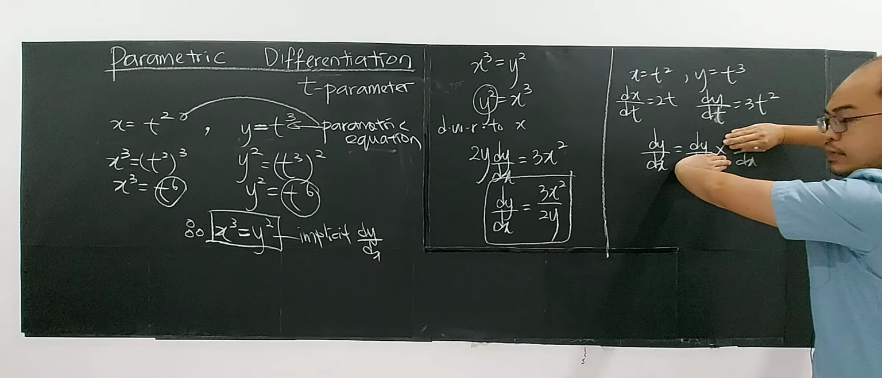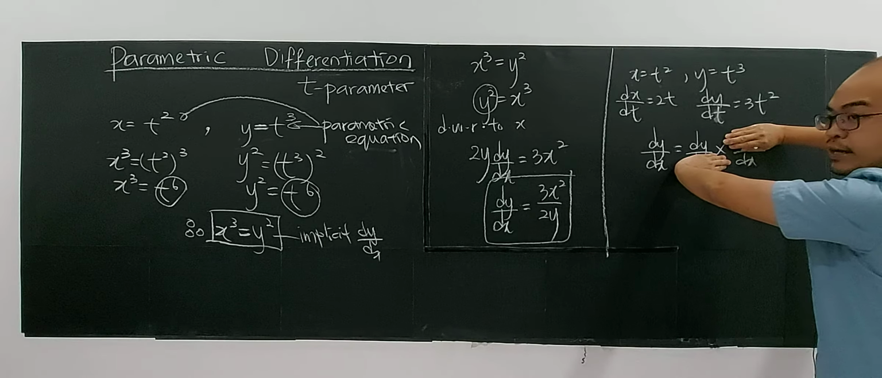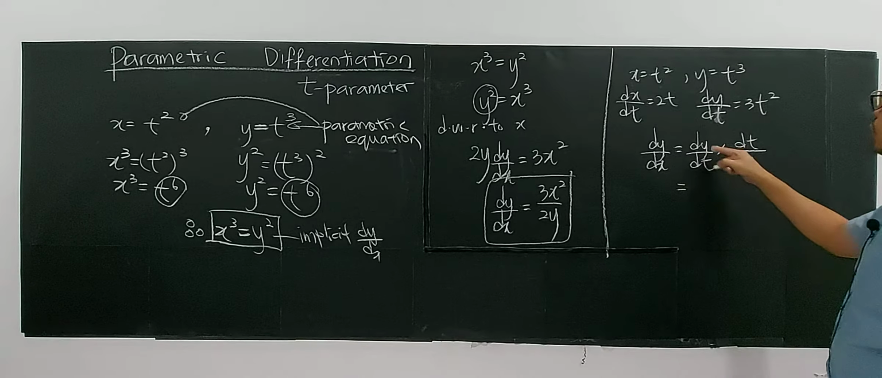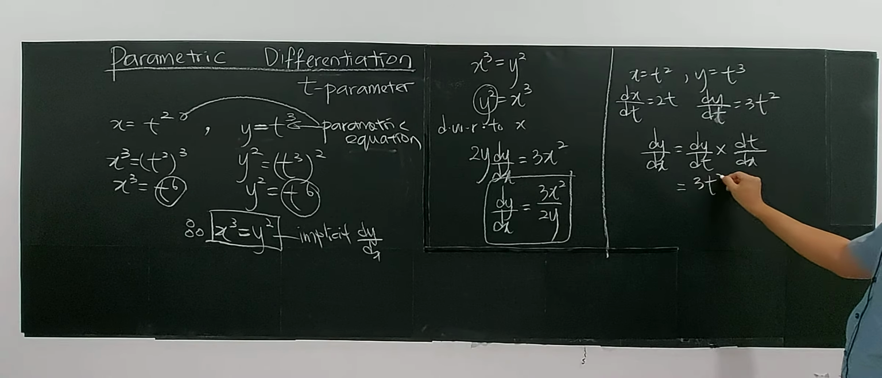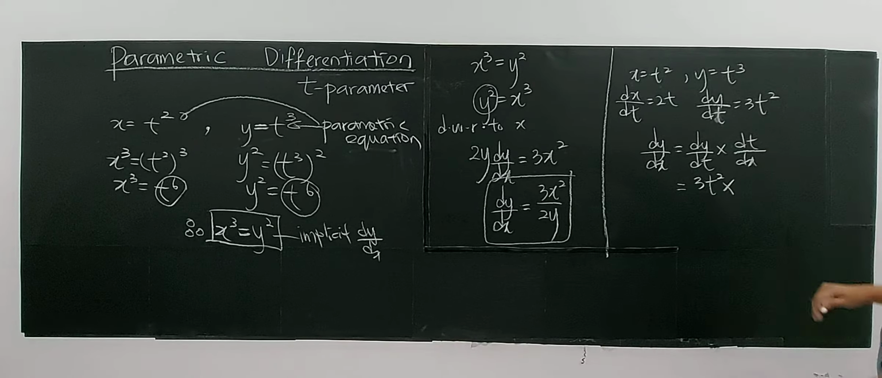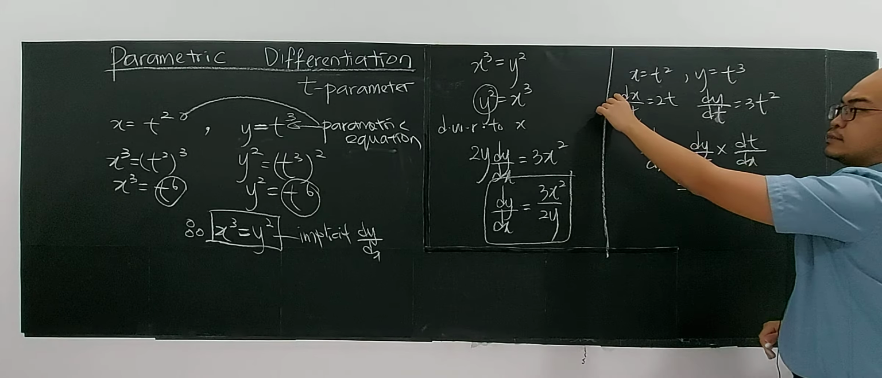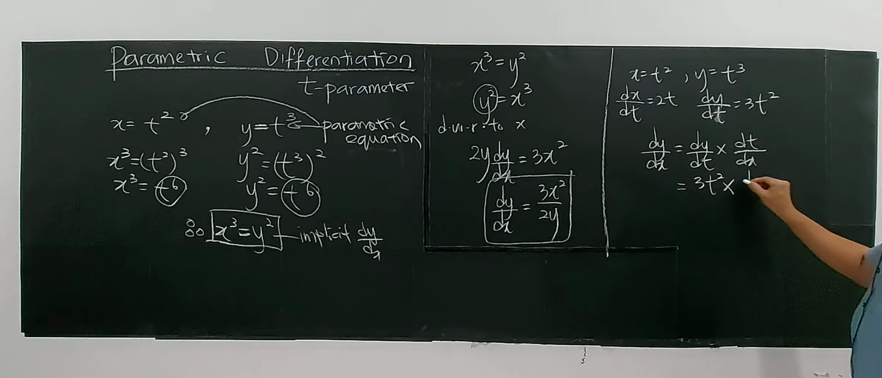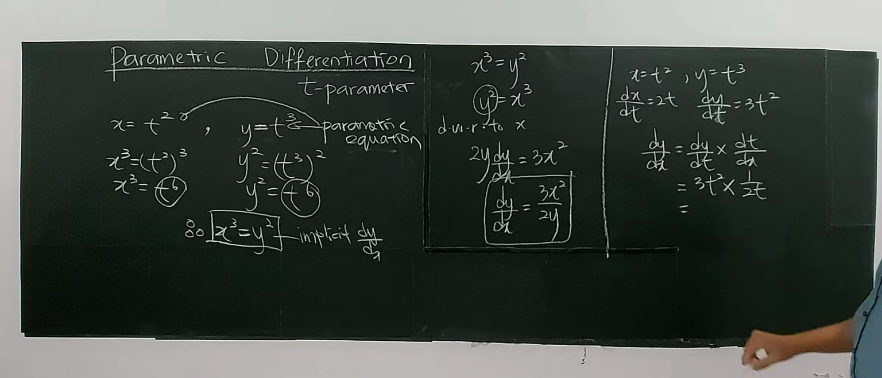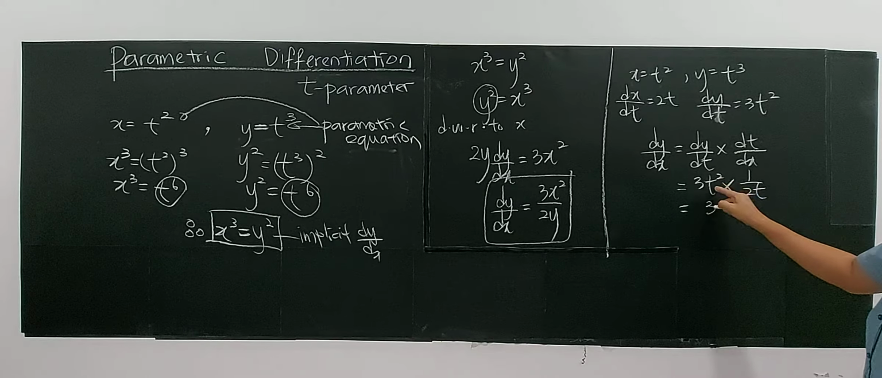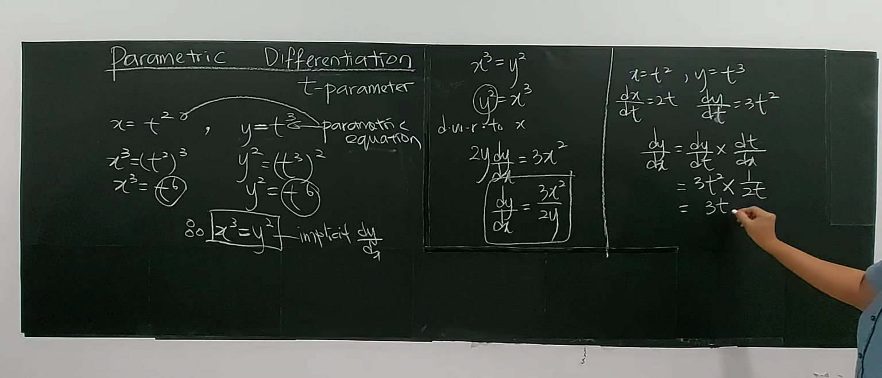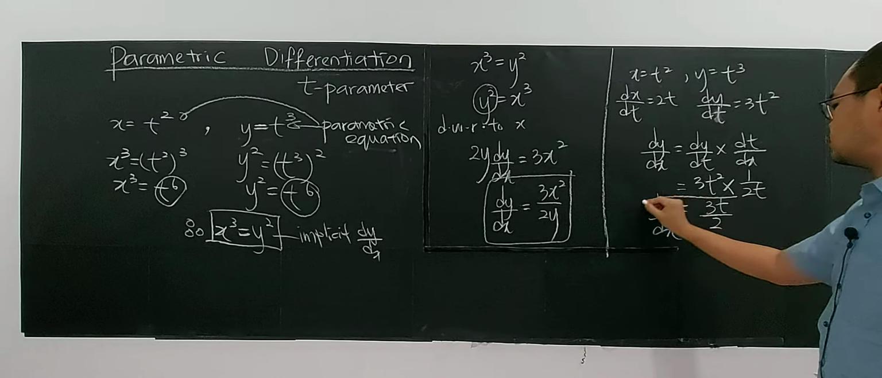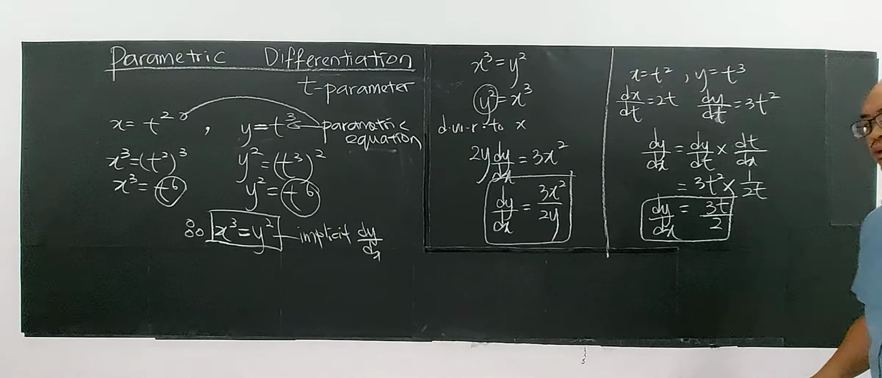The t is the parameter, so we relate y and x to the parameter. The dt cancels off. So dy/dt is 3t squared, multiplied by dt/dx. We have dx/dt, so dt/dx is the reciprocal: 2t becomes 1 over 2t. So you get 3t squared over 2t, which is 3t over 2. The dy/dx for this case is 3t over 2, in terms of t.